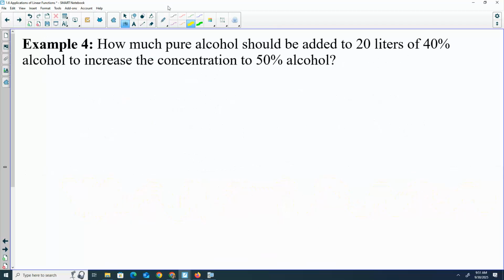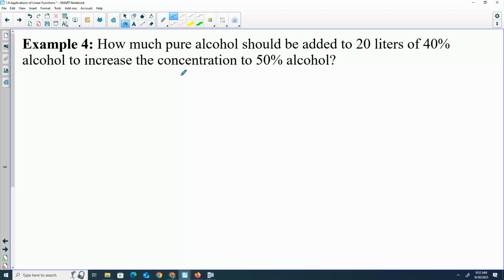Let's look at a problem. All right, so a lot of these situations are chemistry type problems when you're mixing different chemicals or diluting different solutions. So if we look at this one, how much of a pure alcohol should be added to 20 liters of a 40% to increase the concentration to 50%? Okay, so what we have going on here, we have two different things we're mixing together. We have the pure solution and we have the 40% solution. And I'm trying to get a 50% solution in the end. That's a lot of information.